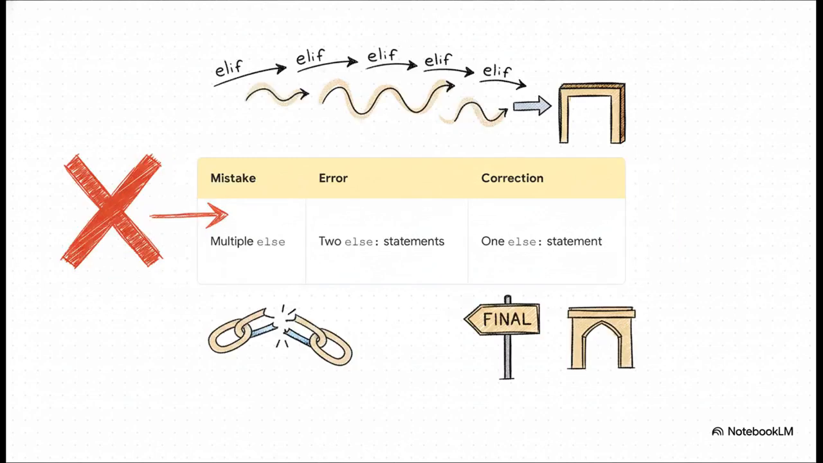And finally, remember the one else rule. For any if statement, you can have as many elifs as you want, but you can only have one final else block. It's the end of the line, the ultimate catch-all. You can't have two different default options.